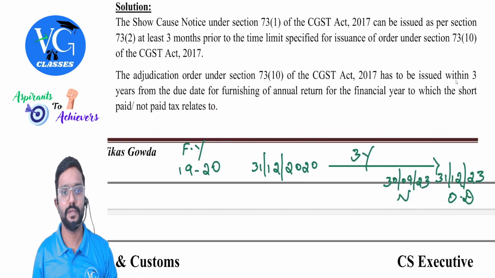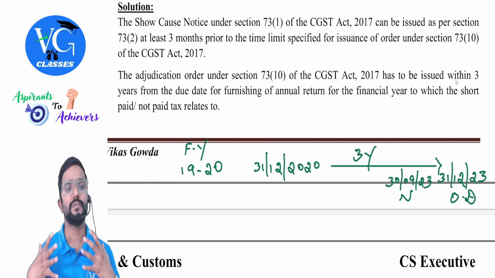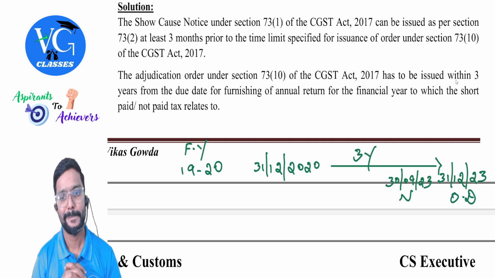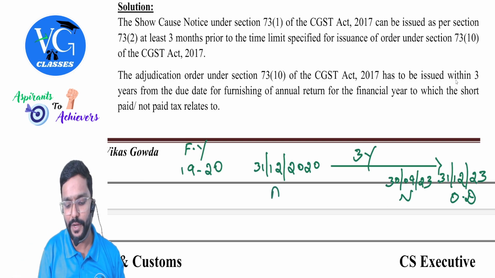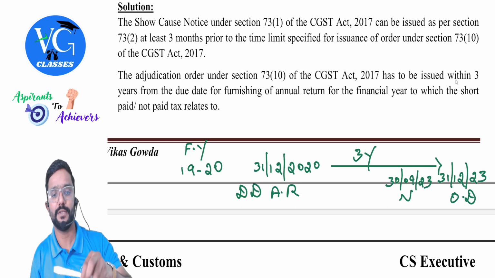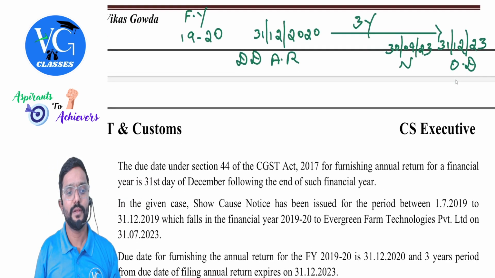Take down, people. Whatever I have given in that green color, that is just a timeline. OD stands for order date. N stands for notice. If you want, you can take down that also. And 31st December is the due date to file annual return. This is the due date for annual return. And we need to count 3 years from there.